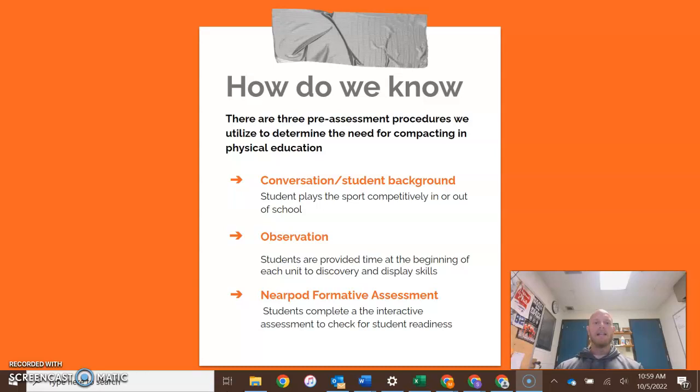And then lastly, for this basketball unit, we created a Nearpod formative assessment, which we utilized as an interactive piece to check for student readiness before beginning the basketball unit.